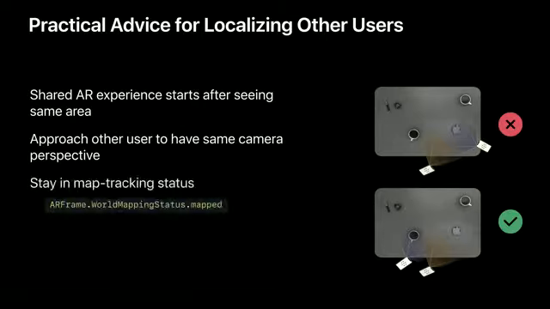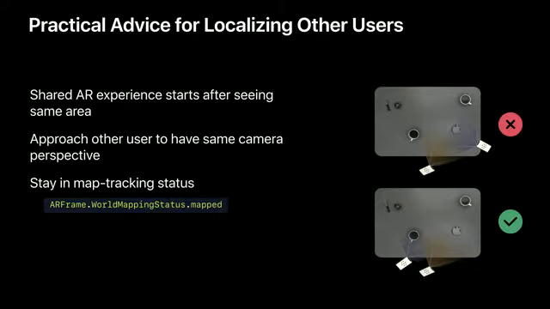Second, while you're doing this, it is best to have one of your users stay in map tracking status, that is, ARFrame worldMappingStatus mapped. By doing this, you make sure one of the users is actually seeing the 3D landmarks that are stored inside the AR world map. Therefore, when the other user approaches, it is more likely they can use those 3D landmarks to localize themselves and start the shared AR experience.